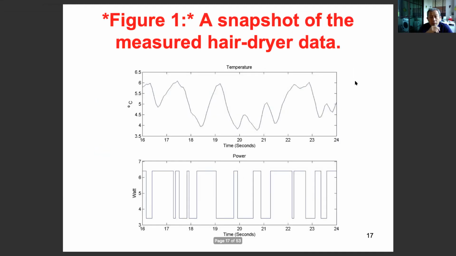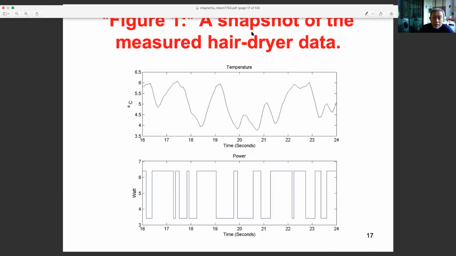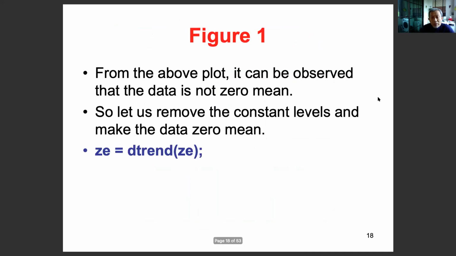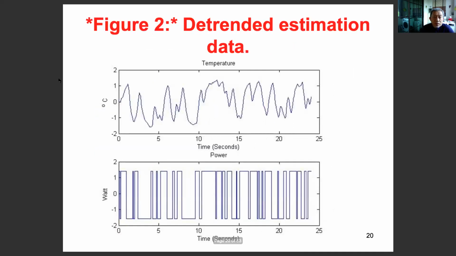Then from the data, you can see that there is a calibration problem. The data does not start from 0, so there is an offset in this data. We have to remove the offset by using the command detrend. We detrend the data ze, then plot it, and you can see that the data is now better compared to the previous one, starting from 0. This is what we call pre-processing the data. Before you start to analyze the data, we do the pre-processing.